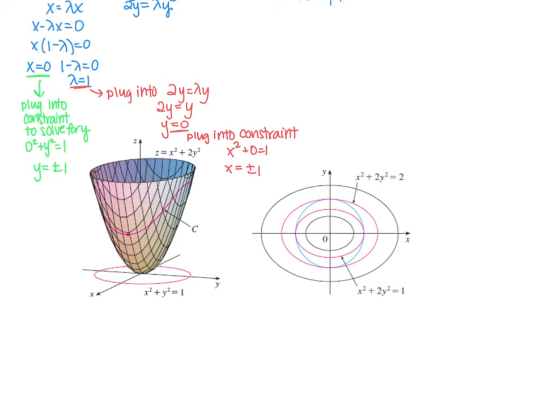We talked about the absolute max being at 0, 1 and 0, negative 1. And then we talked about the absolute minimum being at 1, 0 and negative 1, 0. And you can see those on those level curves. So that's what we're looking for. We're looking for the place where the constraint curve is tangent to the level curve, and then we're looking for the places that have the absolute max and absolute min in this example.